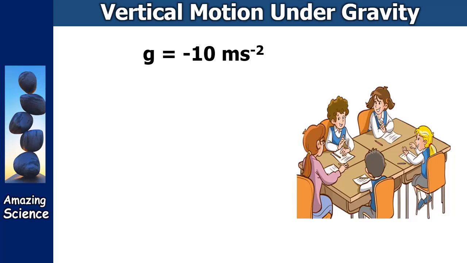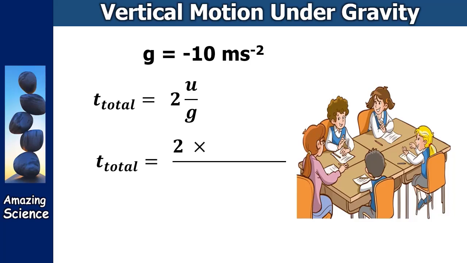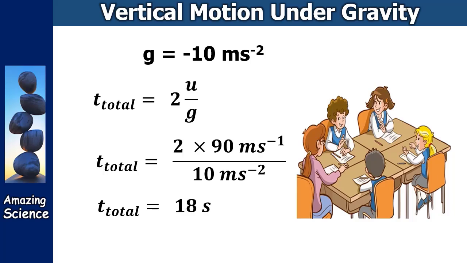In the question, we have been asked to find the time taken to travel up and back to the ground. We just found that the time taken in this case is given as T total equals 2u divided by g. And so the total time is equal to 2 multiplied by 90 meters per second divided by 10 meters per second squared. And this gives us 18 seconds. So it takes the body 18 seconds to move up and to come down to the ground.